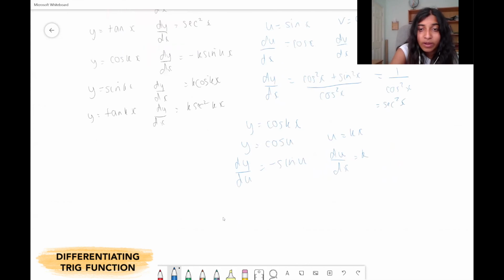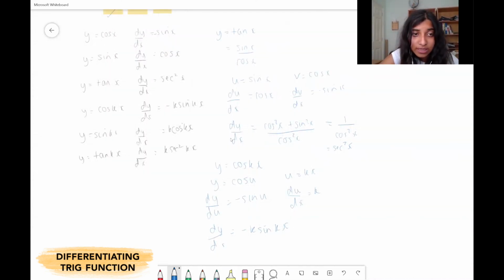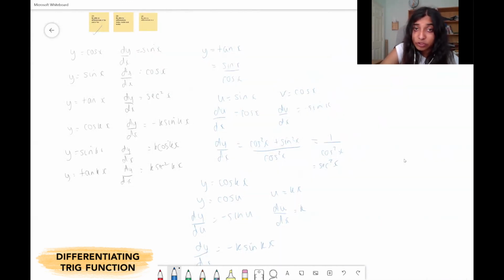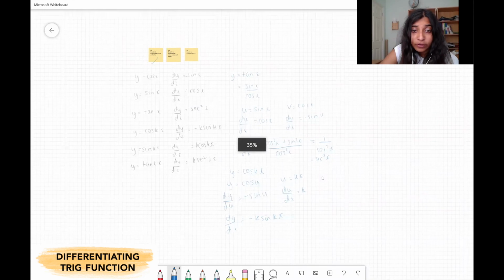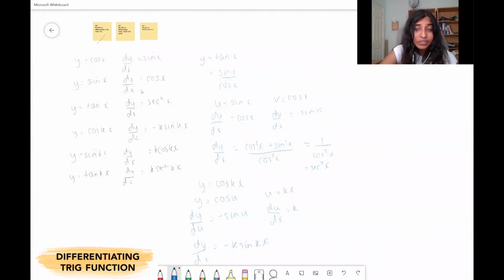So then if we do dy over dx, we just multiply the two together. So we just get minus k sine u, and our u is just kx. So that's how we got all these expressions here for cos kx. And if you were to do the same, you can just try it yourself for sine kx and tan kx, you should get the same response. So that's just an overview of all the trigonometry derivatives that you need to know.